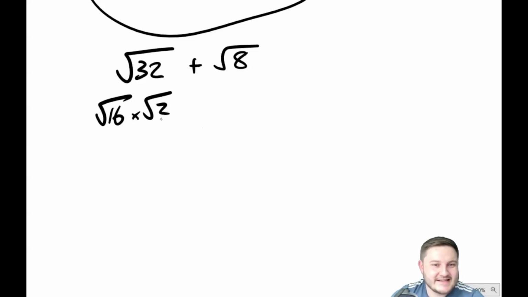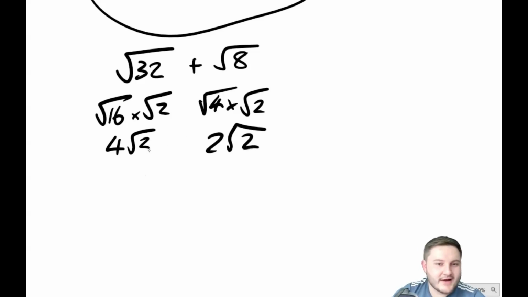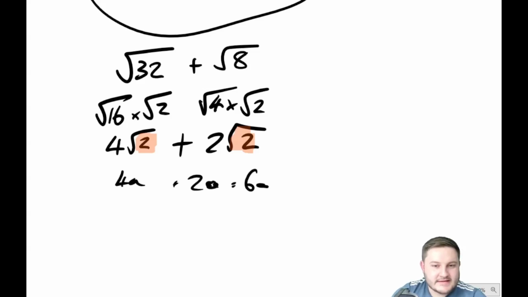So the square root of 16 times the square root of 2 is 4 root 2. And the square root of 8, well, it's the square root of 4 times the square root of 2. So this is 2 root 2. Well, would you look at that, right? The number under the square root is exactly the same. So now we can add these together. So this would be almost the same as saying 4a plus 2a, and that would be 6a. Well, this is going to be 6 root 2.